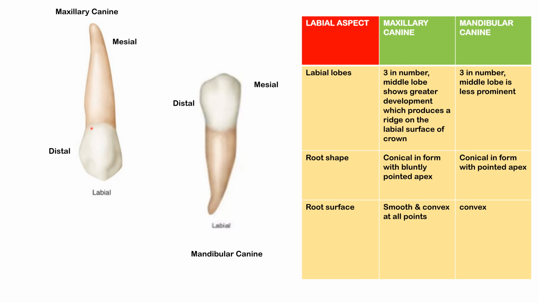Coming to the root shape, in the maxillary canine the root shape is conical with a bluntly pointed apex, whereas in the mandibular canine, the root is conical in shape with a pointed apex. The root surface in the maxillary canine is smooth and convex at all points, and the root surface of the mandibular canine is convex.